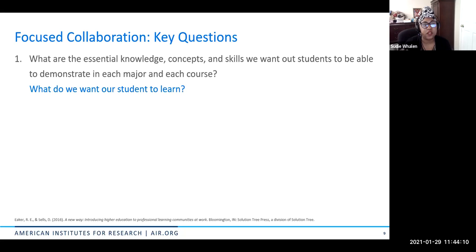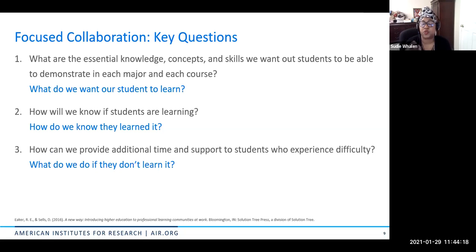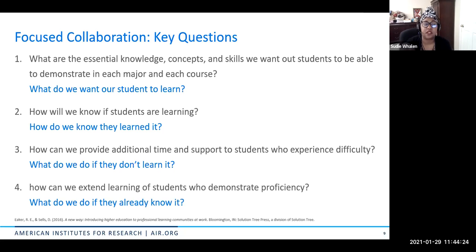We also say, how will we know students are learning? That they've learned it. We also ask ourselves, how we can provide additional time and support to the students who experience difficulty. How will we know that they've learned it? And what do we do if they don't learn it? And then lastly, how can we extend learning of students who demonstrate proficiency? What do we do if they already know it?